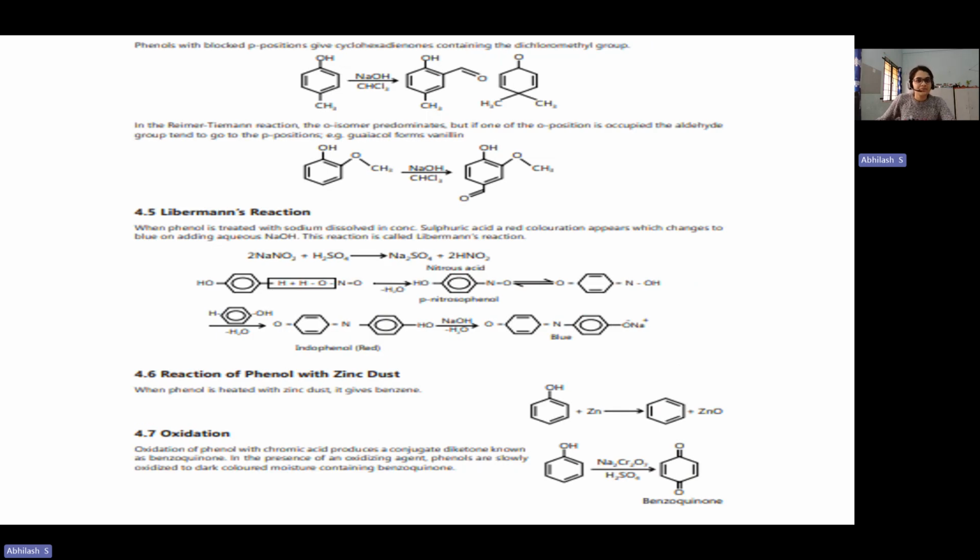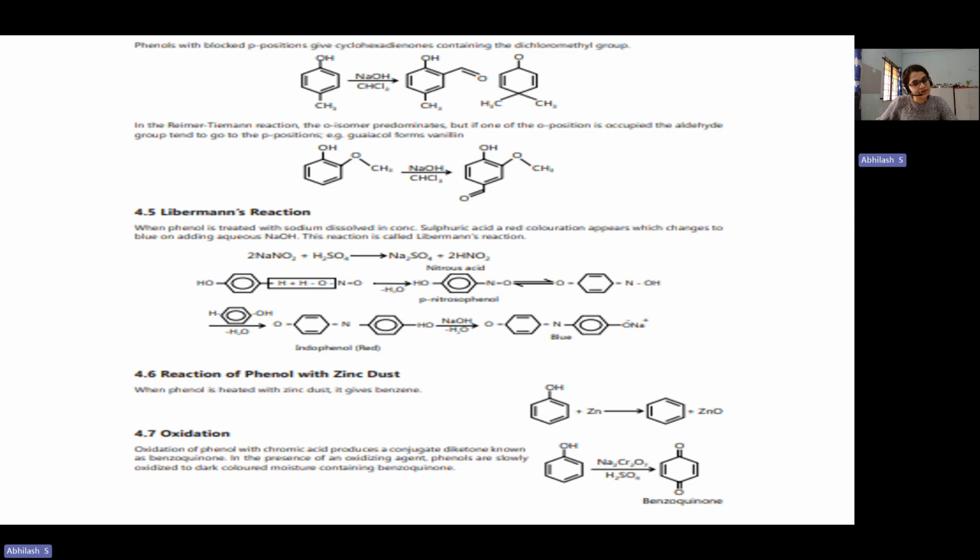And if there is a substitution at the para position, what reaction will take place? When there is a substitution on phenol at the para position, and it reacts with sodium hydroxide and chloroform, it leads to the formation of cyclohexadienones. Here you can see the cyclohexadienones.